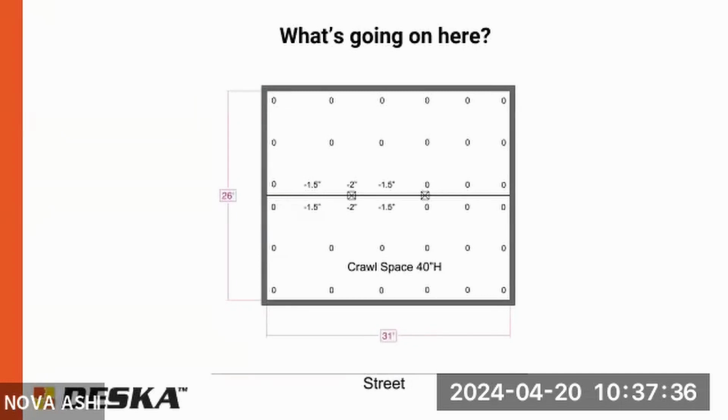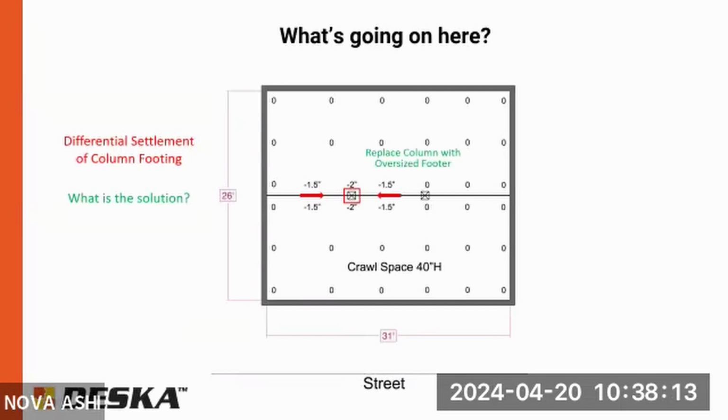Here's an example. It's another 40-inch crawl space, and you can see that the column on the left is down about 2 inches. Everything seems to slope towards that area. Does anybody want to guess what's going on here? Column settling, that's right, differential settlement of the footing. Or it could also be the column is failing in some way. Or it could be that the beam itself is sheared in some way that's causing this effect. But 99% of the time, differential settlement. Ideally you'd replace with an oversized footing, or you could put a helical pier in as well, depending on the specific conditions.